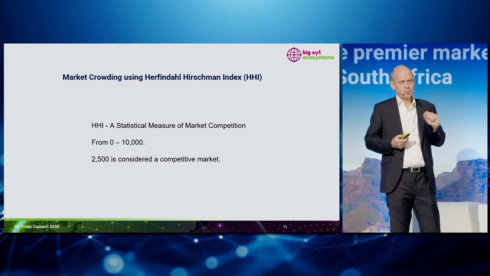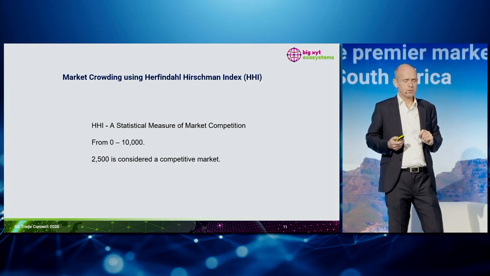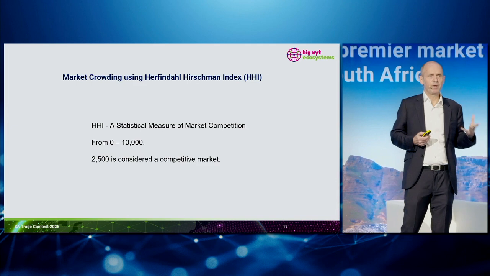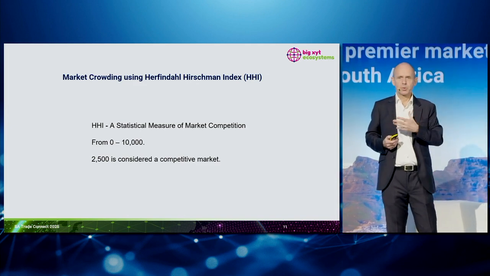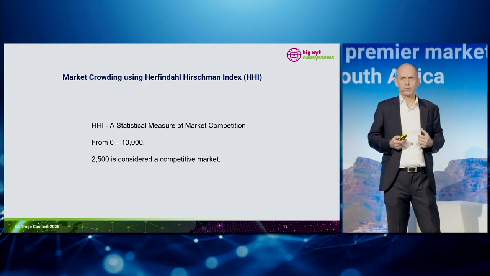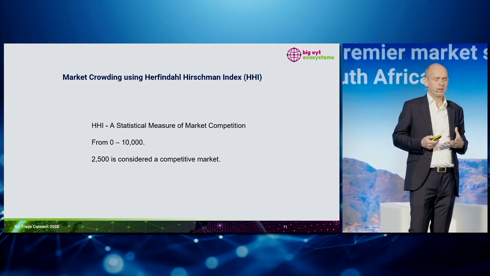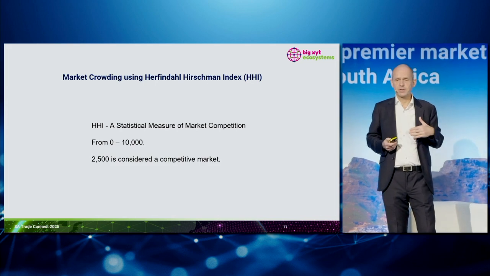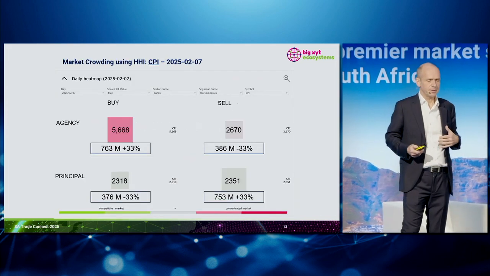So what we've got is a statistical measure of market competition. Very simply, it's the sum of market share squared. A number from 0 to 10,000. A number of 10,000 means there's only one participant in the market. 2,500 is considered to be a competitive market.